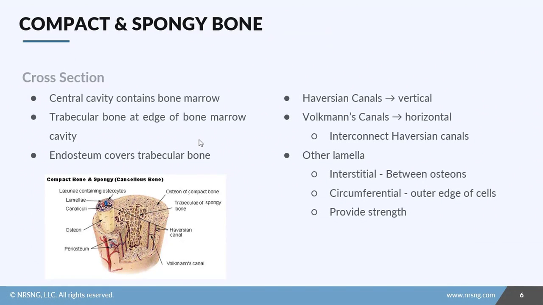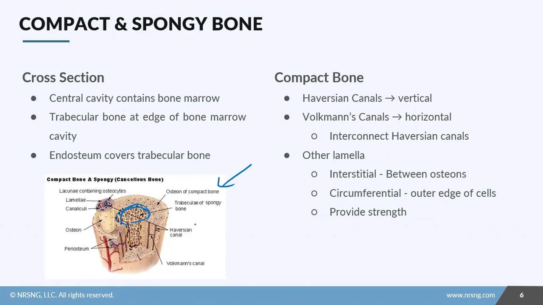Now that you have a better understanding of what's involved with all the different types of bones, let's look at how these two different types of bones work together in a single unit. If we look at this cross section here, you've got this central cavity, which has the trabecular bone or the spongy bone, and that's the bone marrow cavity. And then the endosteum is right in here, and it covers that trabecular bone.